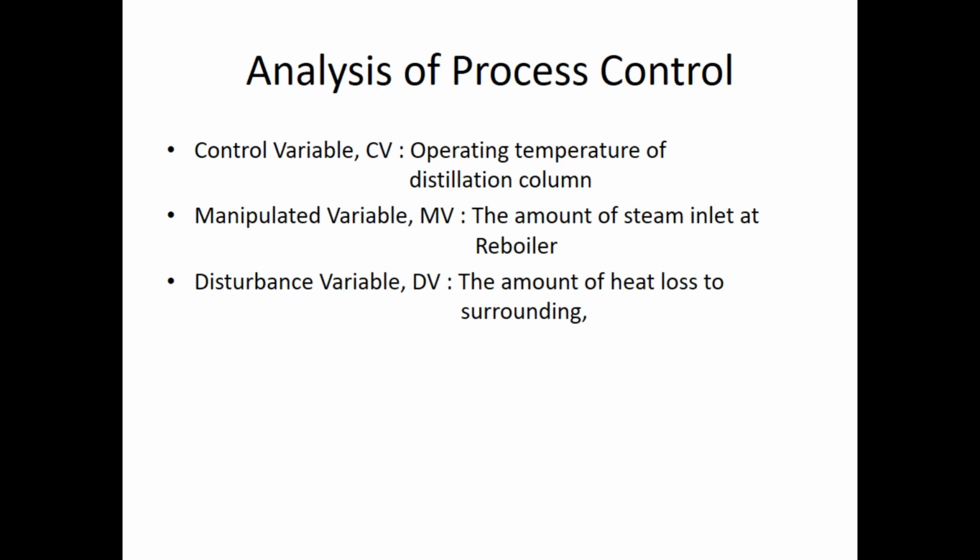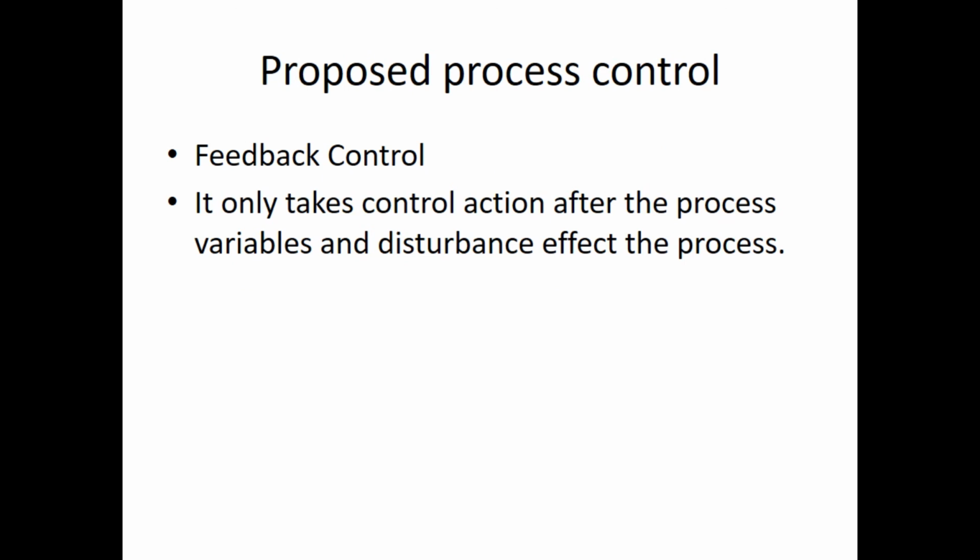Analysis of process control. In this case, there are three variables that are identified, which are the manipulated, disturbance, and control variable. The control variable in this case is the operating temperature of the distillation column X7C004. The manipulated variable is the amount of steam inlet at the reboiler, and the disturbance is the amount of heat loss to the surroundings. Proposed process control. To achieve the control objective, a feedback control system is proposed for this case.